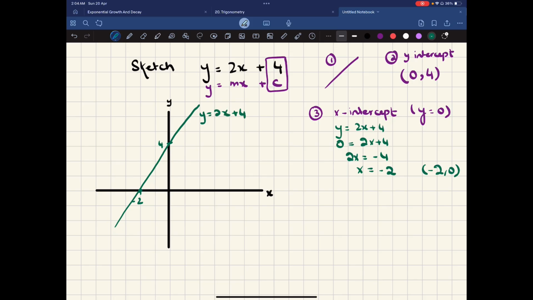Okay, so to sketch a linear equation, you first have to determine the shape, whether it's upward sloping, downward sloping, horizontal, or vertical. It's going to be one of the 4. That would be determined by the gradient. Then you're going to have a look at the y-intercept. Then you're going to evaluate the x-intercept, and you're going to plot the line and label it. Okay, that's how simple it is to sketch a linear graph.